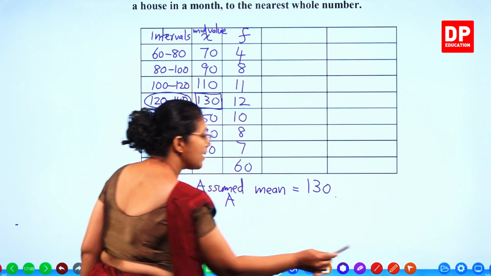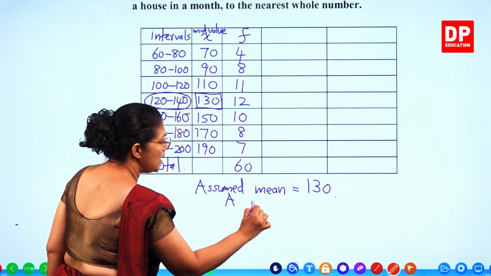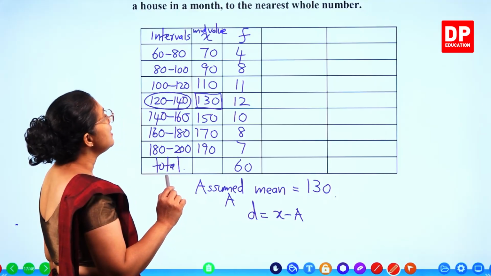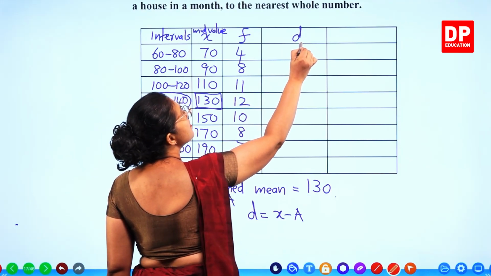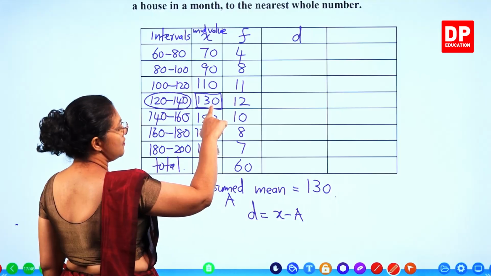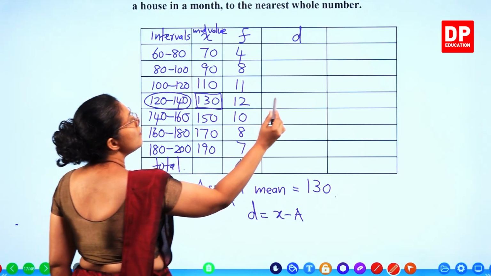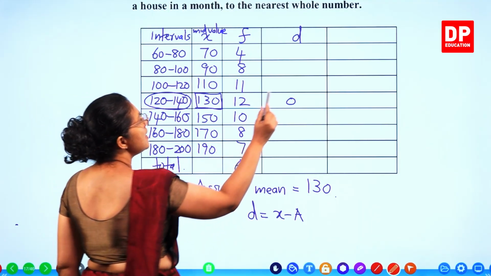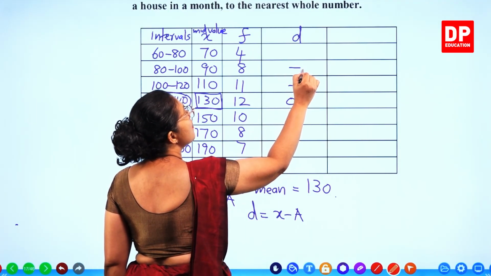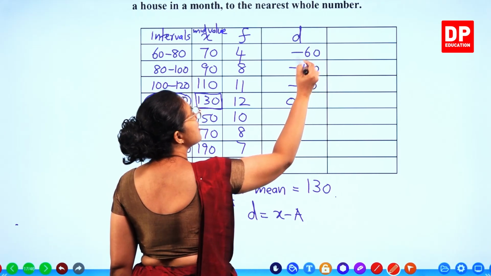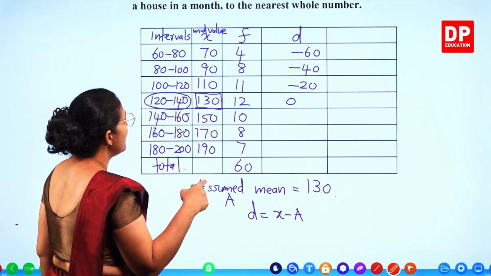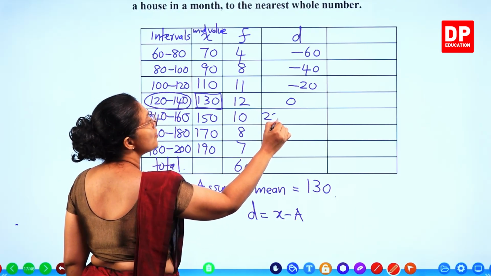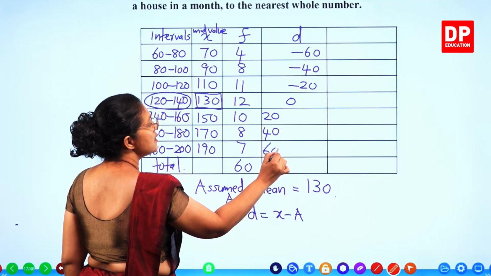So what's the equation to find out the deviation? d equals x minus a. So a is 130. So we'll find out deviations. When you take the difference between this and a, you get 0 here. So what is the difference here? 130 and 110, that's minus 20, minus 40 and minus 60. This side you get positive values. So you get 30 and here positive 20, 40, 60.